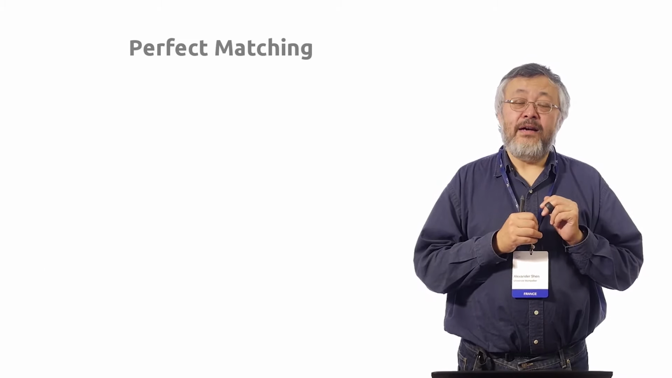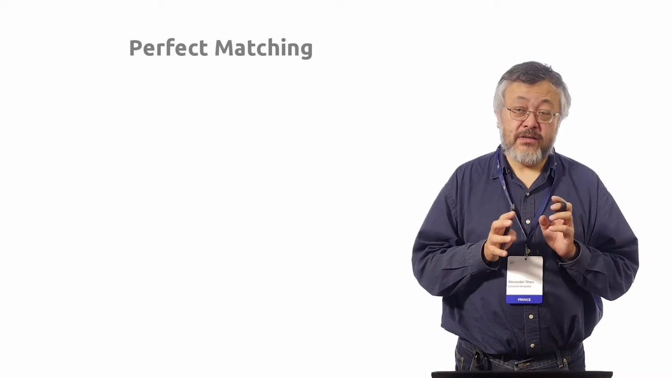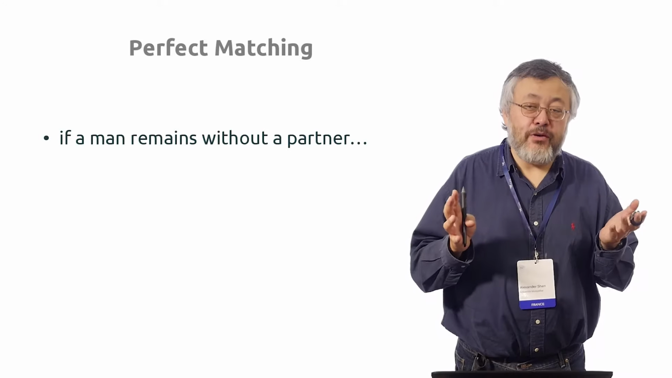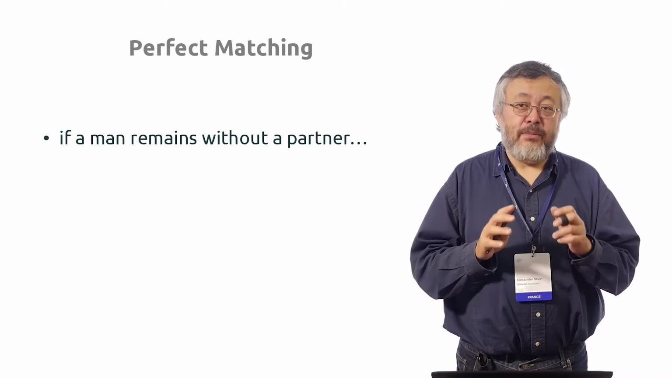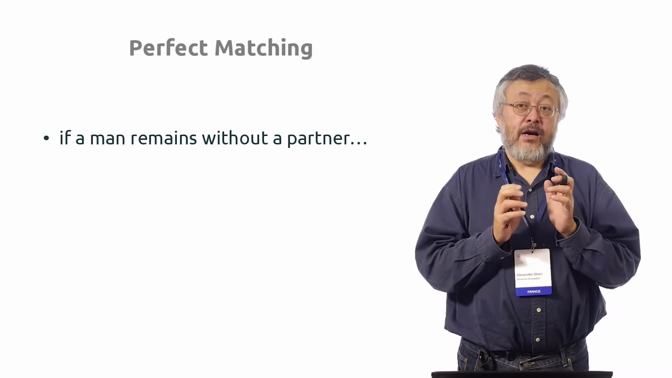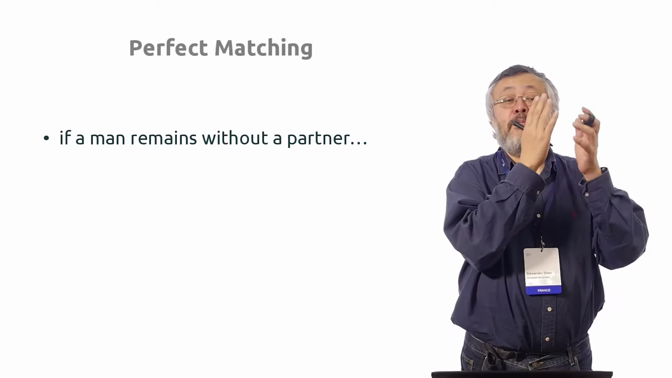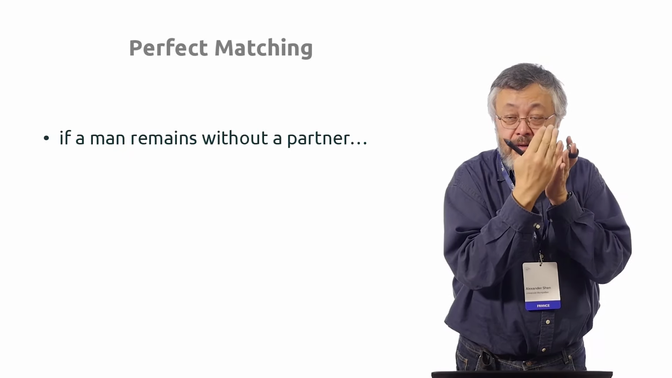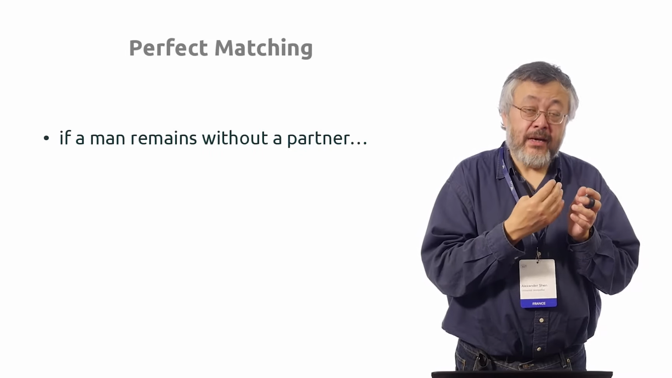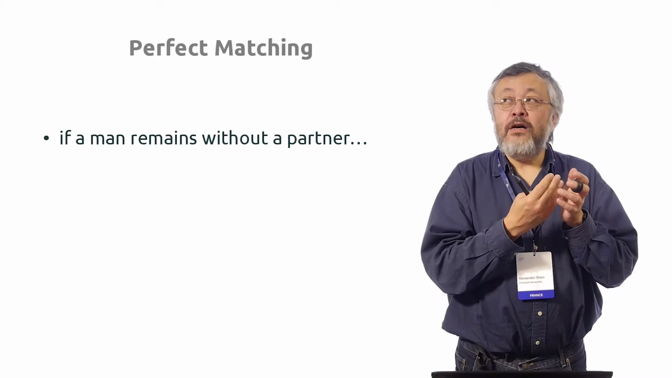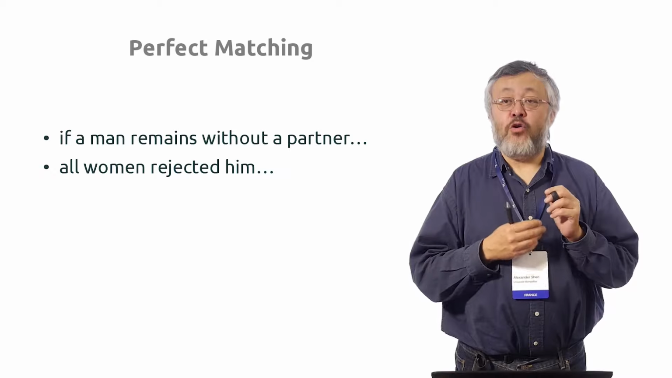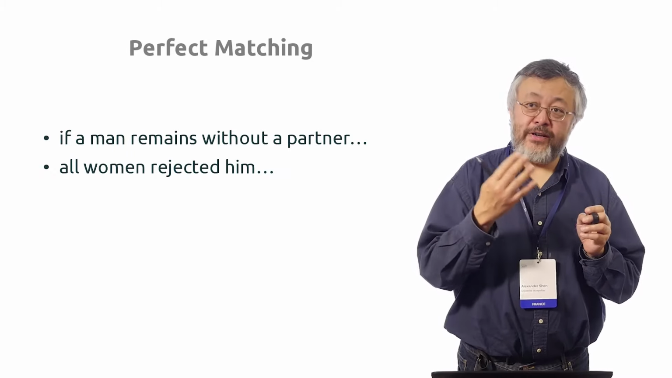Now, why at the end do we have a perfect matching? It's a bit more complicated. Let's look at it. So imagine it's not the case. Imagine some man remains without a partner after this algorithm. This means that he made proposals to everybody in his list, and each of these proposals was rejected, either immediately rejected or rejected after some time. So all women rejected him either earlier or later.